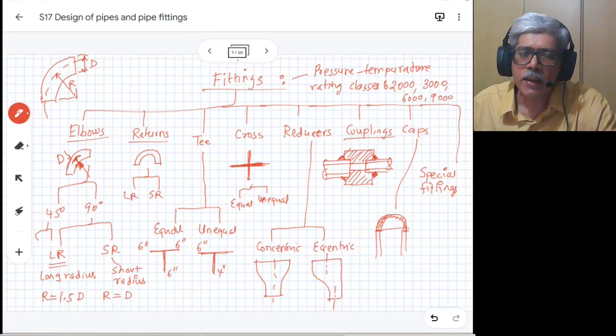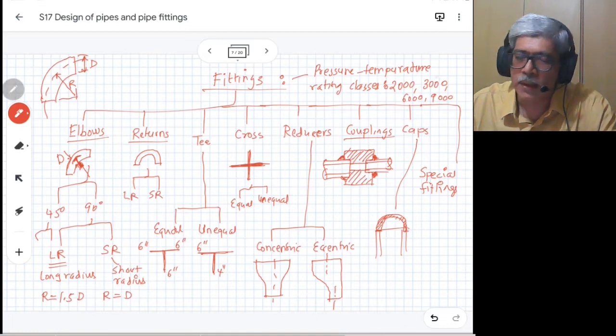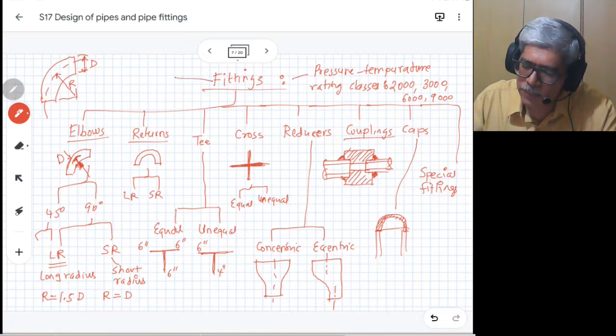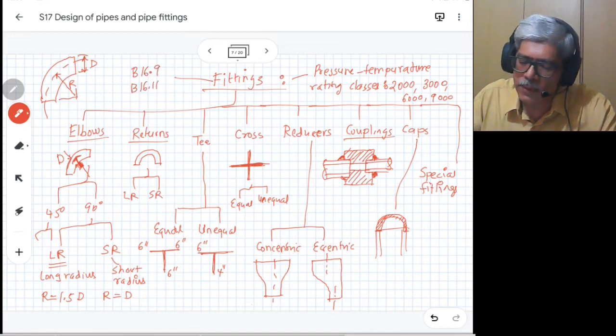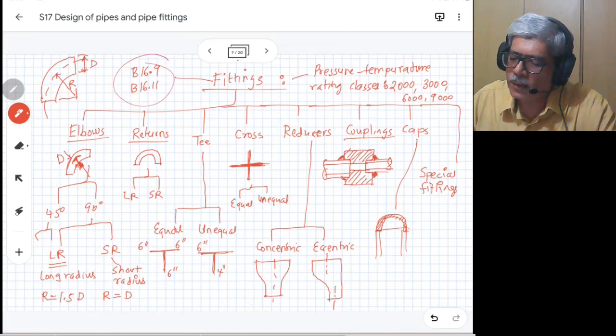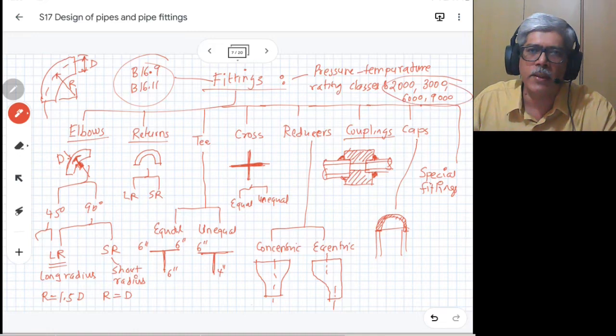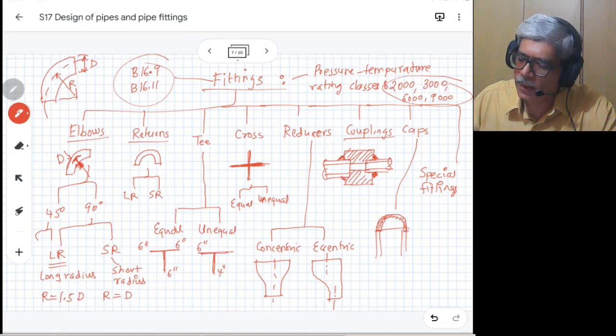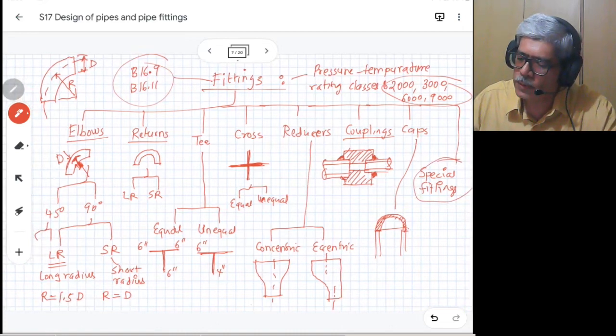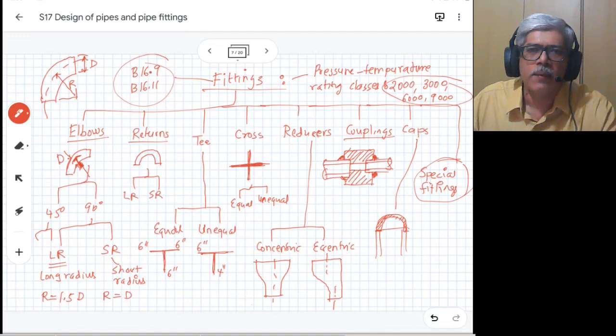So these classes are defined in the standards which are used for the fittings. For the fittings we have seen previously that you have B16.9 for butt welded fittings and B16.11 for socket welded fittings. These standards define the different pressure temperature classes. So from that, for your design pressure and design temperature condition, you can pick a fitting from this particular class. And there are special fittings which are used for certain requirements. We will see the special fittings in the slides which I'm going to show next.